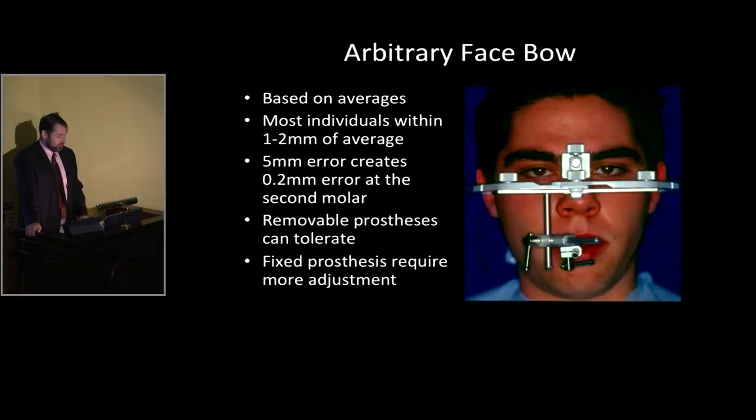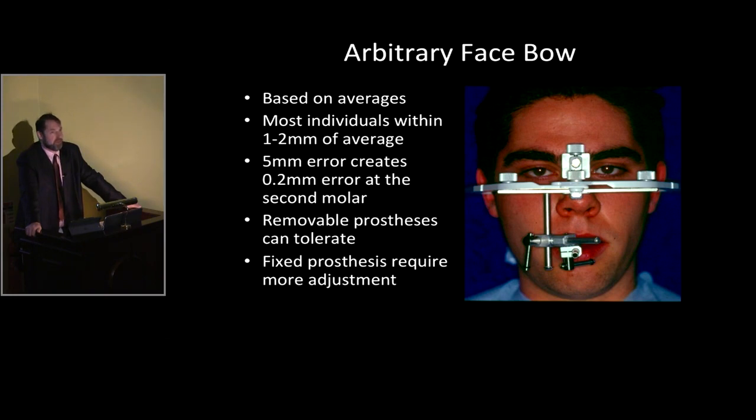You should be aware that the arbitrary facebow, although it's based on averages, is quite accurate. So, for example, most individuals, when we use an arbitrary facebow, are within 1 to 2 millimeters of the hinge axis. If you have a 5 millimeter recording error, it results in a 0.2 millimeter error at the second molar.